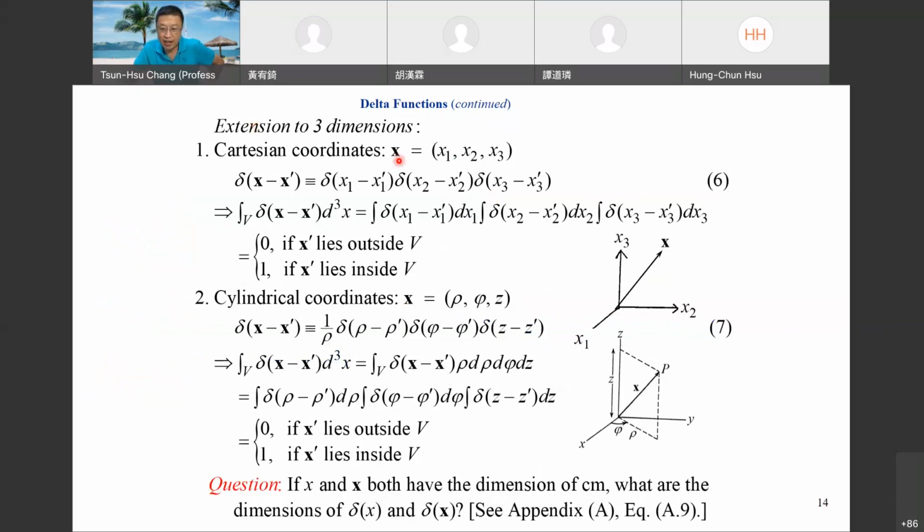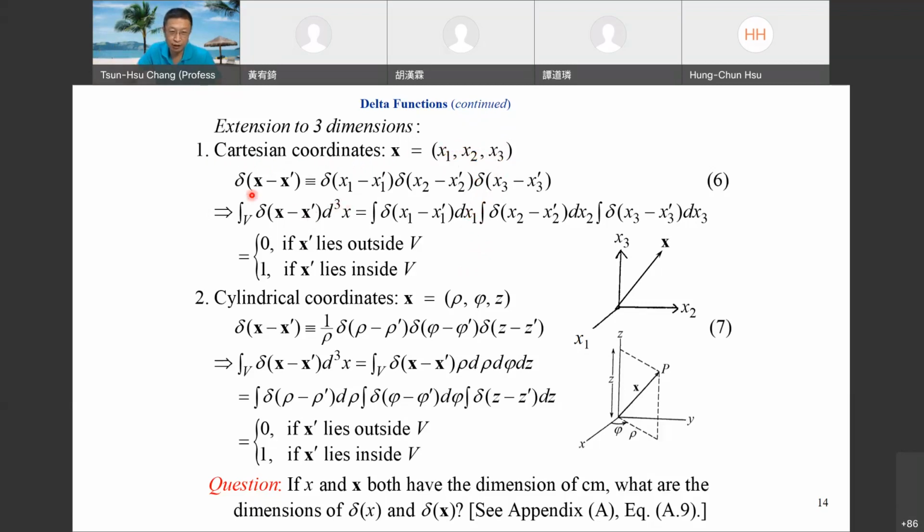Okay, we have an extension to 3 dimensions from Cartesian coordinates, 直角坐标系统，或是笛卡尔坐标系统. x1, x2, x3, or x, y, z, up to you. If you use a computer, you will use x1, x2, x3. If you handwrite, you will prefer x, y, z.